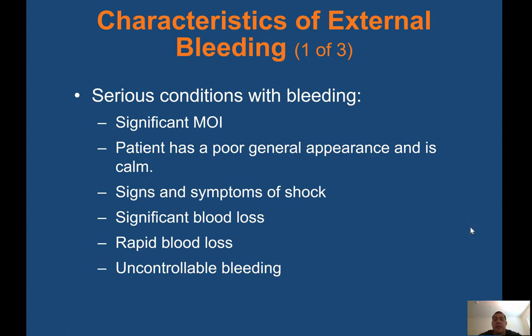So, the characteristics of external bleeding. Serious conditions with bleeding: significant MOI, or mechanism of injury. The patient has a poor general appearance and is calm. Signs and symptoms of shock, significant blood loss, rapid blood loss, uncontrollable bleeding.